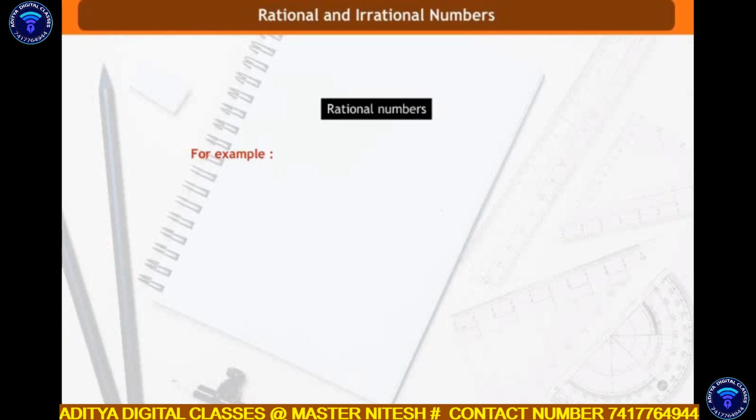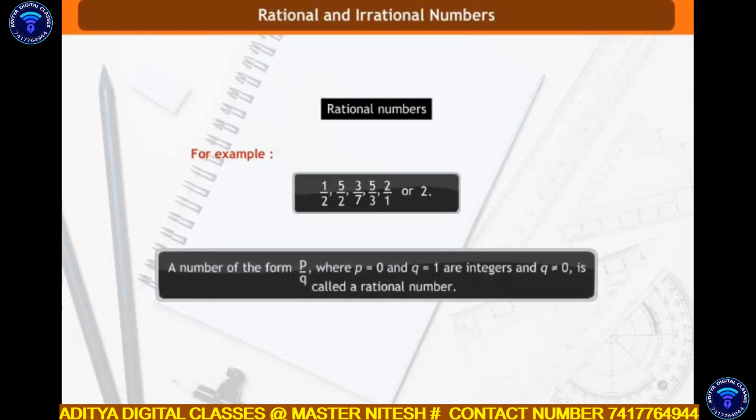For example, 1 by 2, 5 by 2, 3 by 7, 5 by 3, 2 by 1 or 2. These are all rational numbers. That is, a number of the form p by q, where p and q are integers, and q is not equal to 0, is called a rational number.